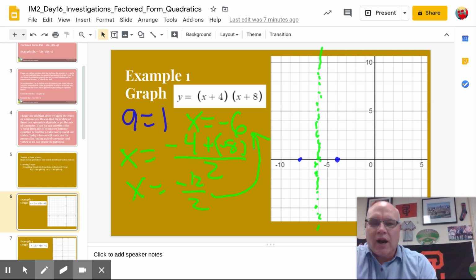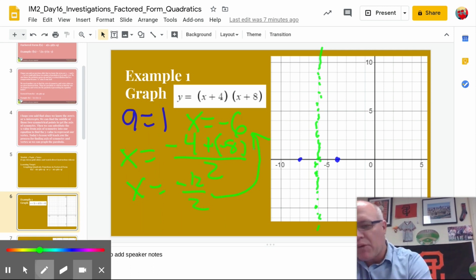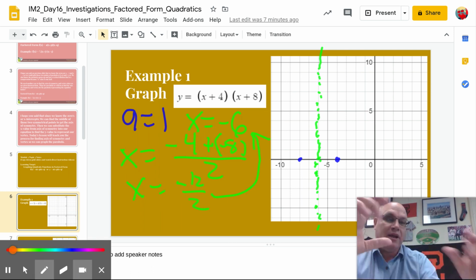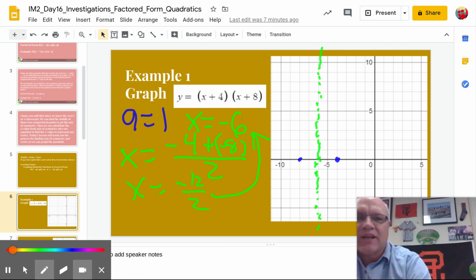All right, so now you should know what we are going to do next in order to find the vertex. That's right, we're going to do what we did with the other ones, right? We're going to substitute the axis of symmetry x value into the equation and find the y to get us the ordered pair, which is the vertex.